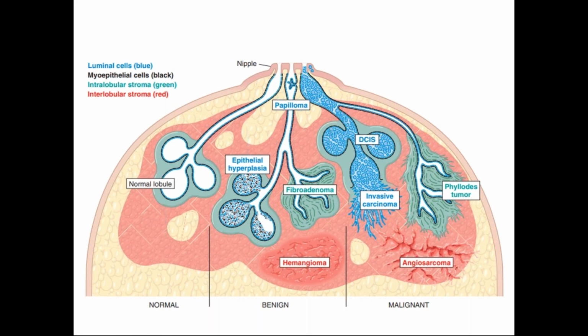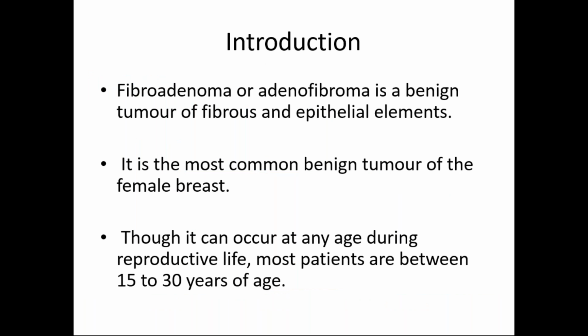Basically, the lining of these ducts consists of two layers of cells. One is the luminal cells, that is the innermost layer, and the outer one is the myoepithelial layer. These two layers are seen in the ductular units of the breast. This fibroadenoma, also called adenofibroma, is a benign tumor of fibrous and epithelial elements. It is the most common benign tumor of the female breast, and this occurs most commonly in the age group of 15 to 30 years.